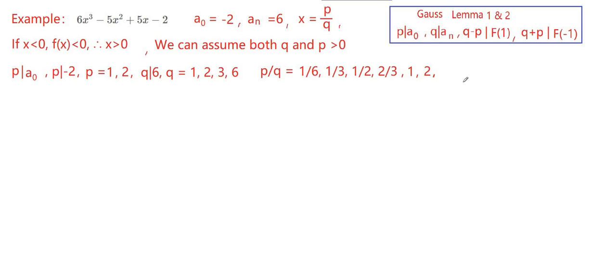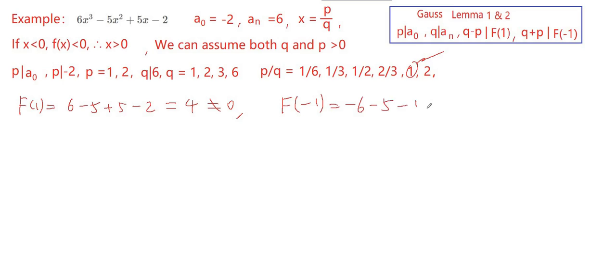But here, we want to show how to use the Gauss lemma tool, so we still go with the Gauss lemma way. And we notice f(1) is 6 minus 5 plus 5 minus 2. It is 4. Sure, it is not 0, so 1 is not a root. So we can omit this one immediately. f(minus 1) is minus 6, minus 5, minus 5, minus 2. It is minus 18. If we omit the negative, we can think it is 18.